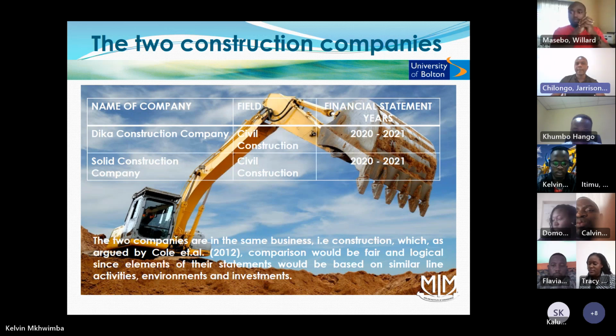But now you may wonder, why pick companies in the similar category? Well, the reason is simple, as alluded to by Cole et al. This provides a platform for fair comparison, logic, as similar elements are compared across the companies. It's like we are comparing apple to apple, orange to orange. So these two companies carry out similar activities, operate in similar environments, and their investments are almost the same. Therefore, we chose these two companies to provide that platform for fairness and logic in the comparison.